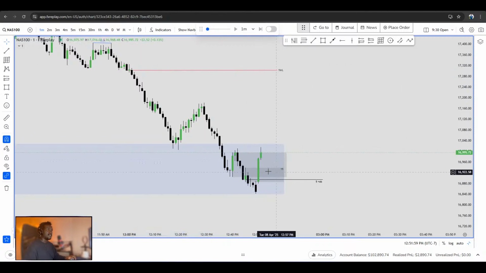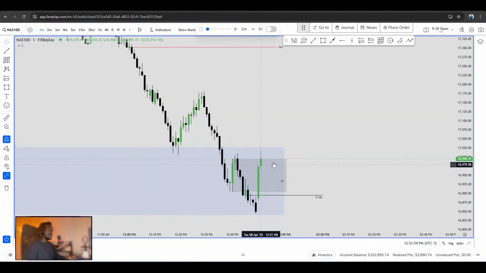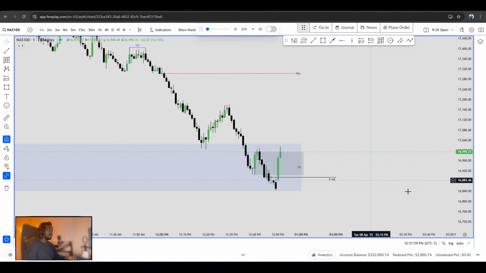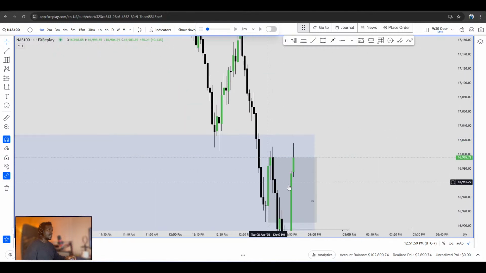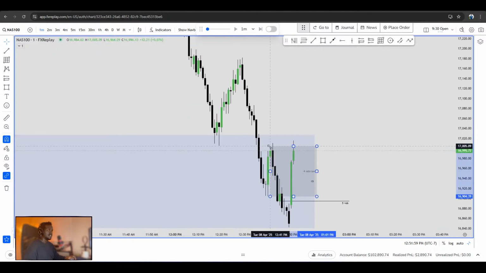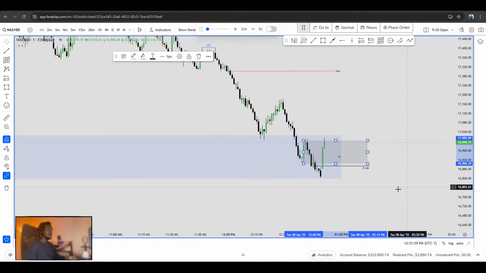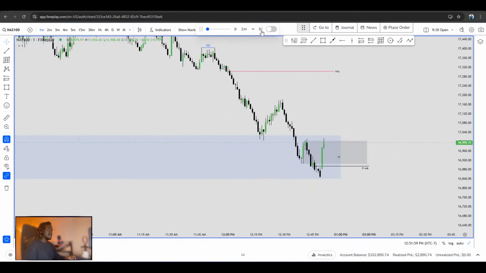Still within that 15 minute fair value gap. Actually, just about to completely close it. What time is it? It's now 12:51. No body close. Now I do include everything, including the bodies, including the wicks as for my bounce zones. So I need to see a candle close above that.